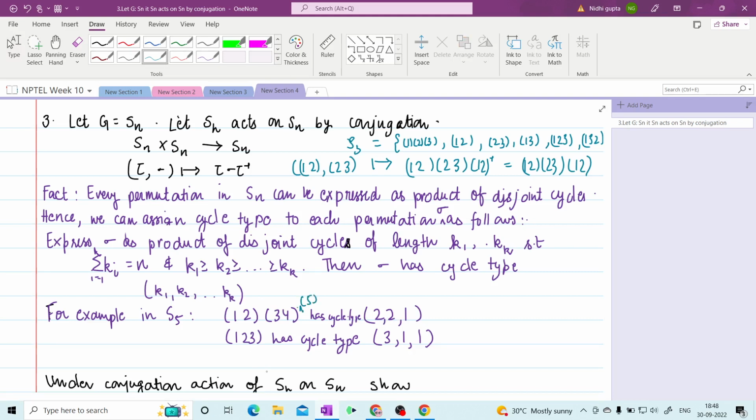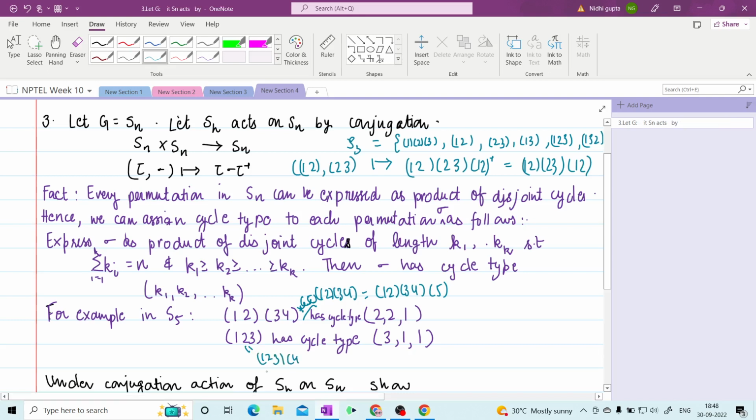So (1 2 3 4)... Here this is the same as... when we are writing by convention, we might leave out writing out the one cycles. That is, if some number is not appearing, it is understood that it is a one cycle, that it is fixed by the permutation. And hence we see that (1 2 3), when we express it as a product of disjoint cycles, will have cycle type 3, 1, 1.